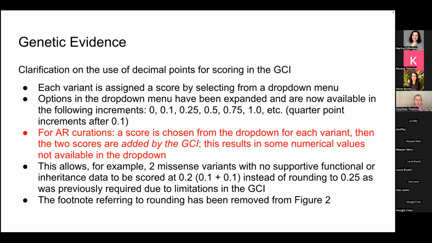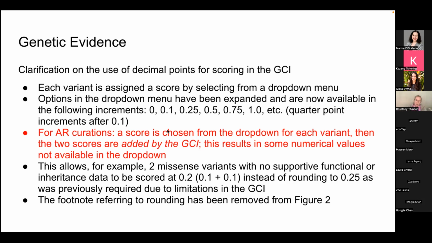When you have your options in this drop-down menu, they have been expanded. So you can see the numbers here, but they're quarter points in increments after 0.1. So we do not have the ability to say 0.6, 0.8. However, depending on how you click your buttons together, you could get a 1.6 or a 0.6 calculated, because that's what the gene curation interface does. That's okay. We just wanted to make it clear with you, you would not be able to choose that particular score if you wanted to alter it.